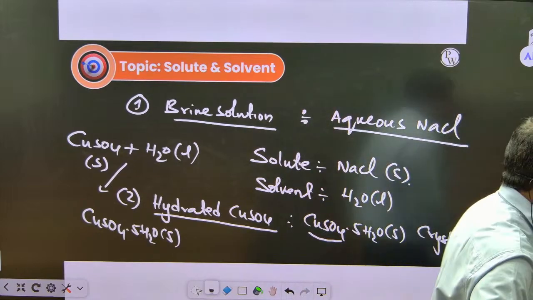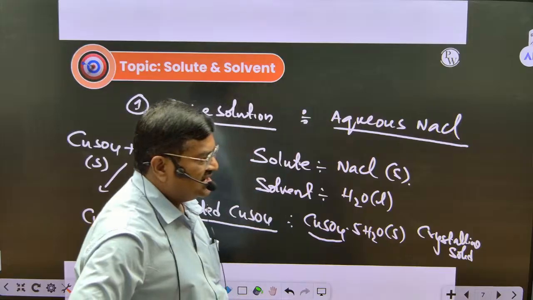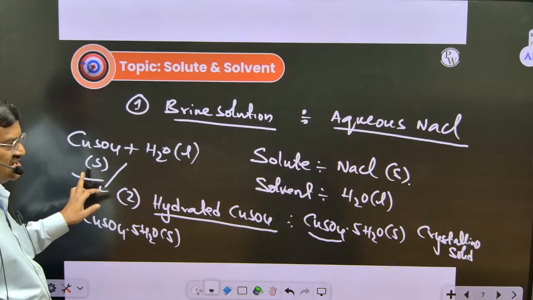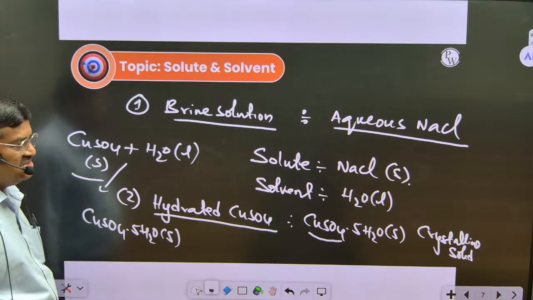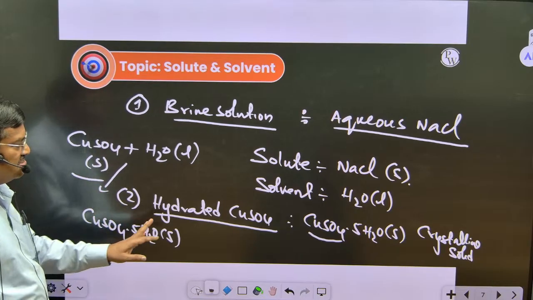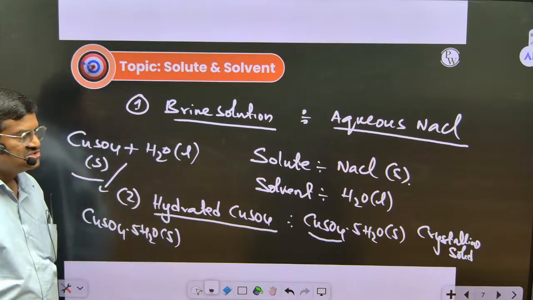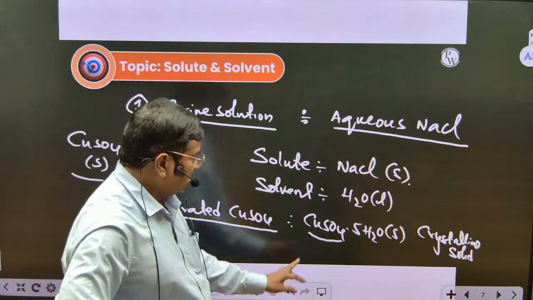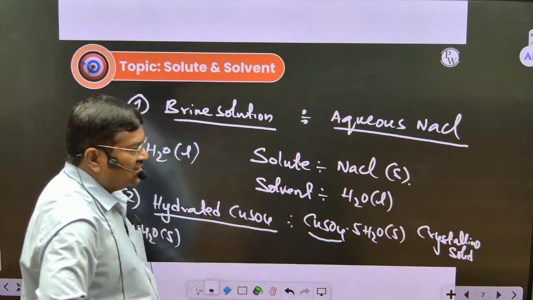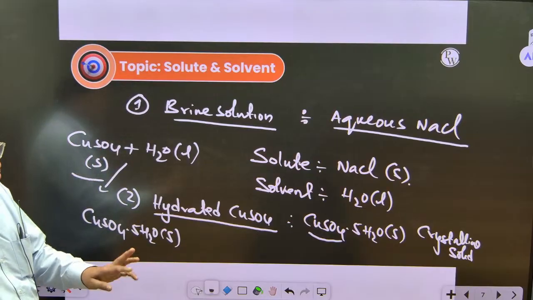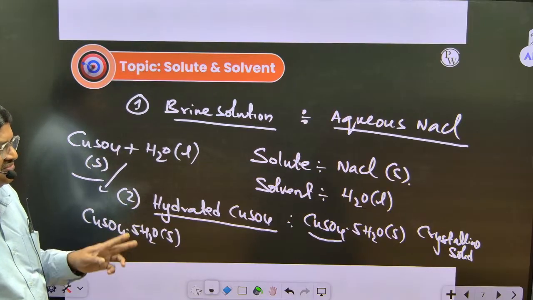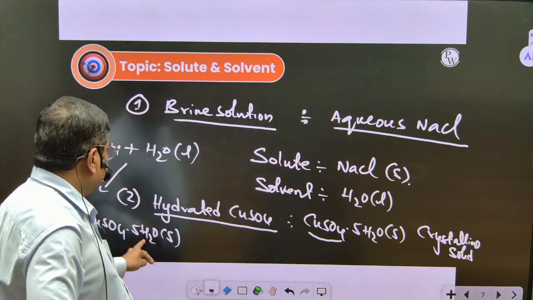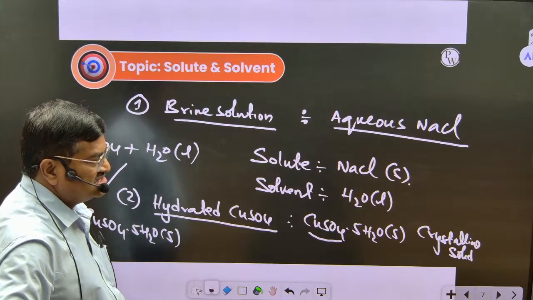Are you following? So in copper sulfate pentahydrate, a crystalline solid, as the physical state has not changed, it means that if the physical state of the component is not changing, that is taken as solvent. So in copper sulfate pentahydrate, copper sulfate behaves as the solvent, whereas water acts as the solute. Initially the physical state is solid, and after that it is also the same solid. So that is called solvent.